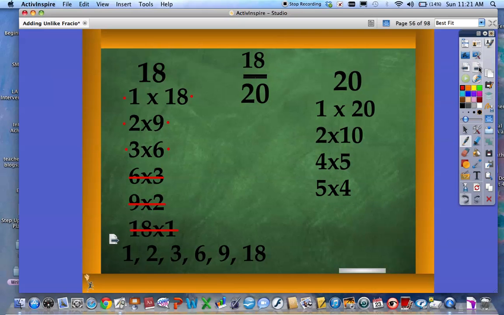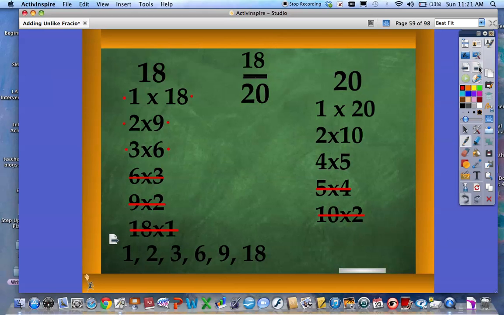That's why it's so important for you to know your math facts, ladies and gentlemen, because there are no shortcuts for knowing those facts. They'll help you. They're related to all of the skills that we've been doing in 4th grade. 5 times 4 is a repeat, so we cross it out. 10 times 2 is a repeat.